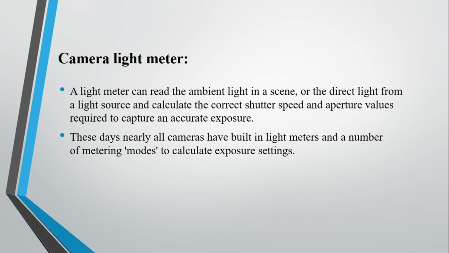A light meter can read the ambient light in a scene or the direct light from a light source and calculate the correct shutter speed and aperture value required to capture an accurate exposure. These days, nearly all cameras have a built-in light meter and a number of modes to calculate exposure settings.